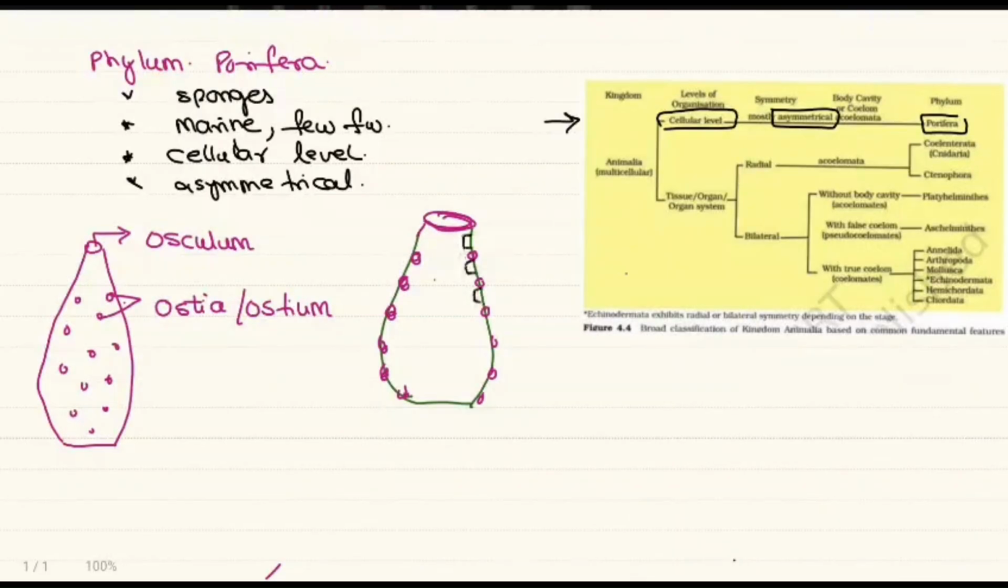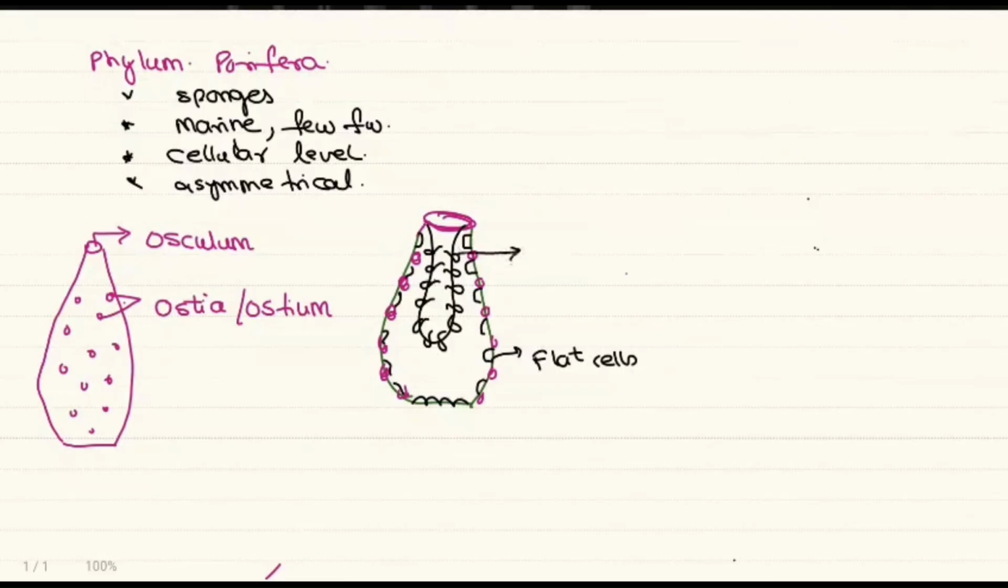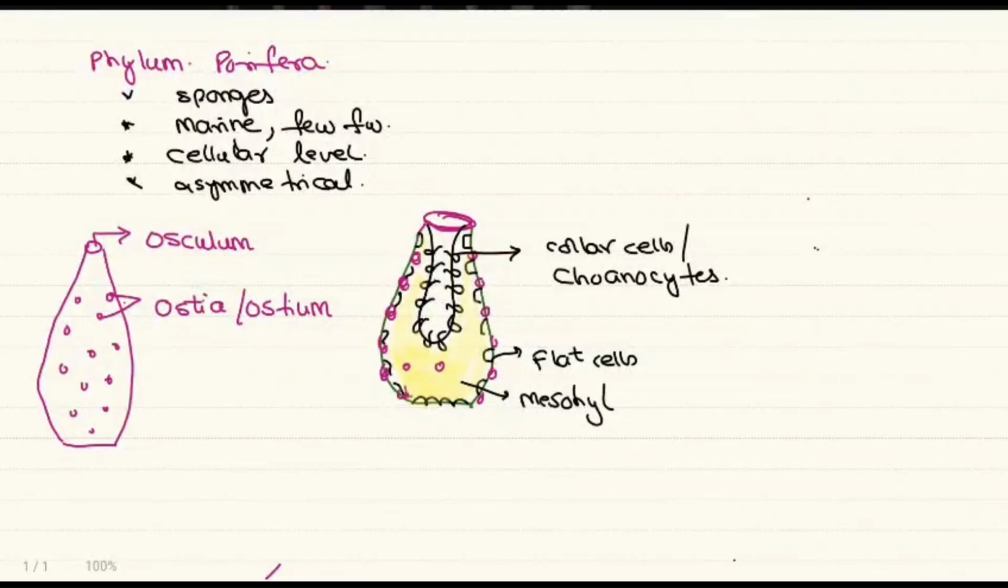The body is made up of loose aggregation of cells, an outer layer of cells, and there is one more inner layer of cells. The outer layer is made up of flat cells and the inner layer is made up of flagellated cells called the collar cells. The gap between these two layers is filled with a cellular structure called the mesohyle. The mesohyle can also have different types of cells, like amoebocytes and spicule forming cells.